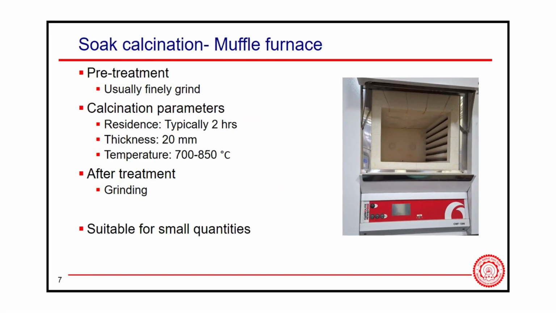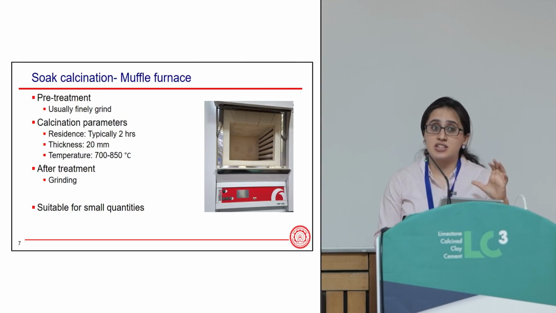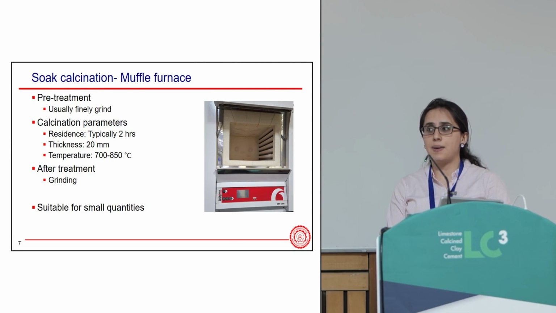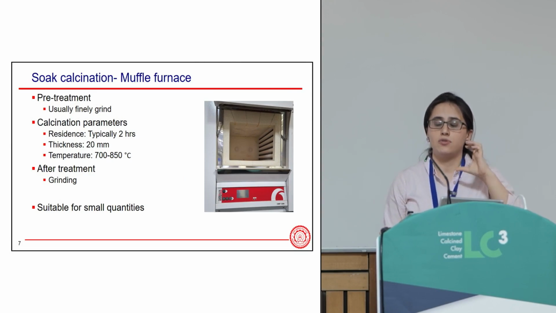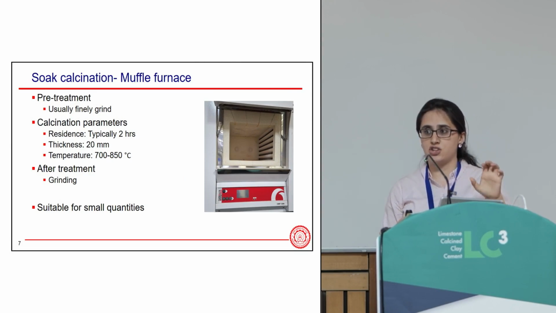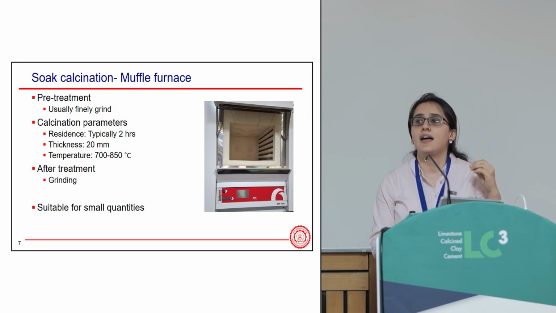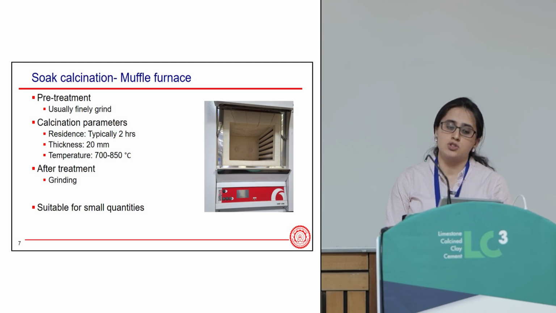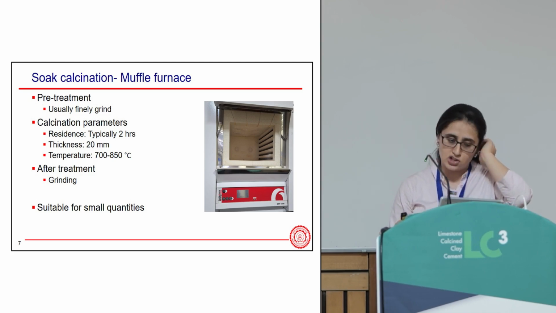At the laboratory level, we calcine the clays using the laboratory muffle furnace. This process is called soak calcination. In this technique, we first take the sample and place it in an alumina tray, and then we heat the sample to a predefined temperature that we have determined already, and maintain that temperature for a sufficiently long period of time. This process is called soak calcination.